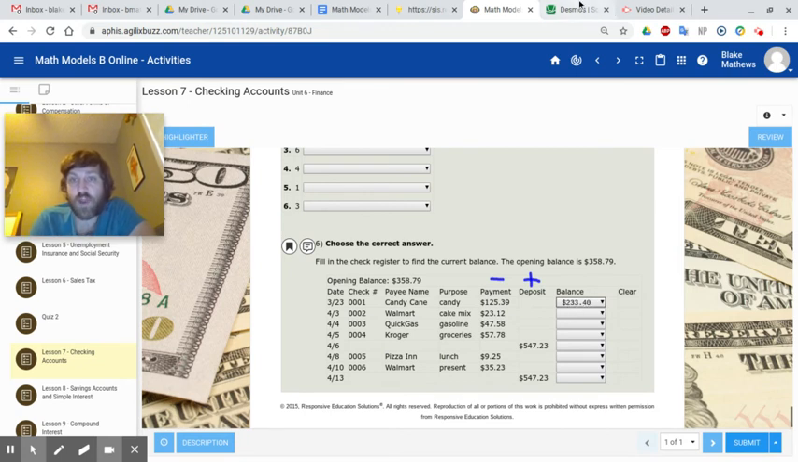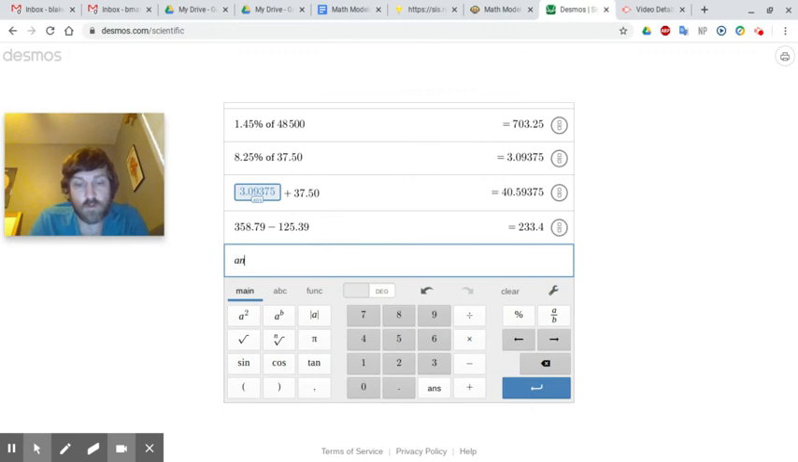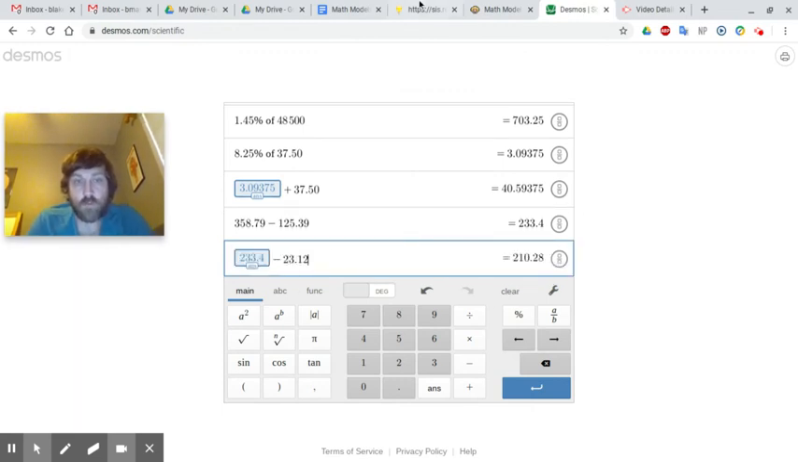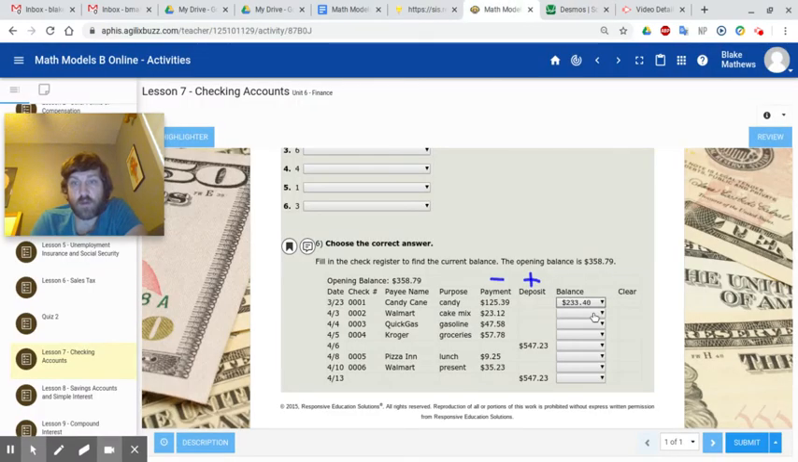So I'm going to subtract $23.12 from $233.40. That gives $210.28. And there it is. And then I continue. You're always subtracting or adding to the previous answer. So you'll subtract $47.58, get an answer. Subtract $57.78 from that answer.